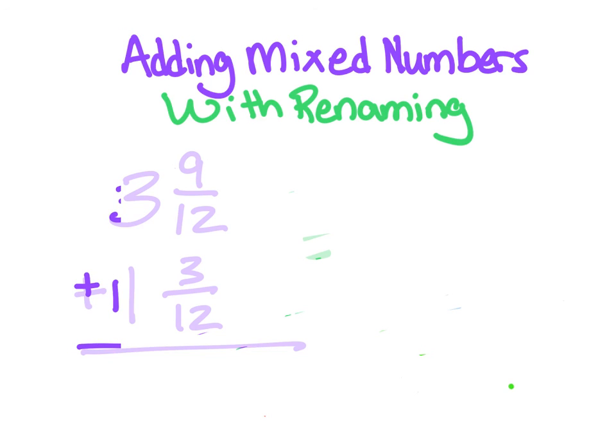Okay, in this next problem, first thing I'll ask myself is, are the denominators the same? And the answer here is yes. So if that is the case, we can simply add. 9/12 plus 3/12 comes out to be 12/12. 3 plus 1 is 4. Well, if 12/12 is 1 whole and 3 plus 1 is 4, our answer to this question is simply 5.